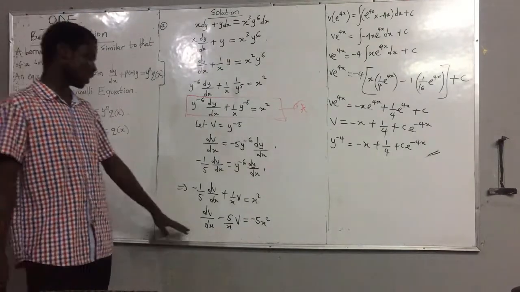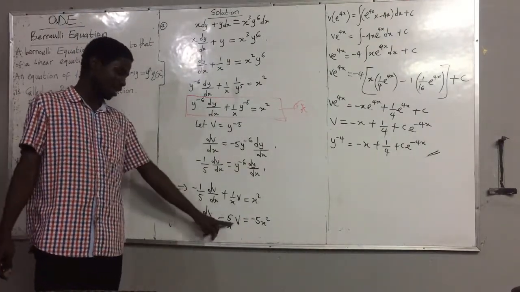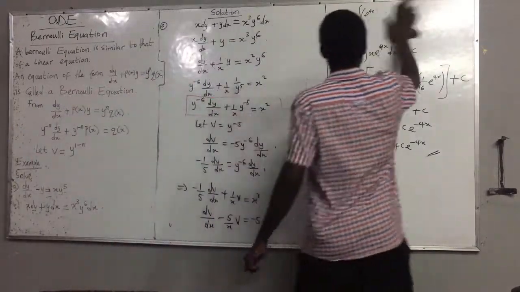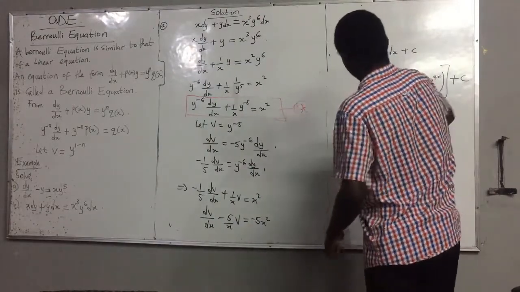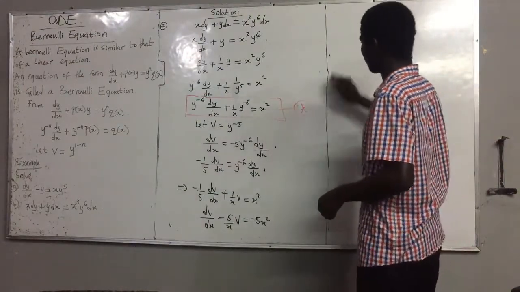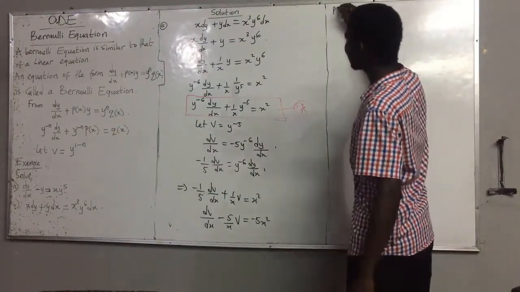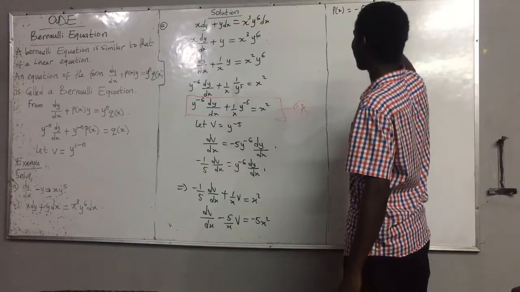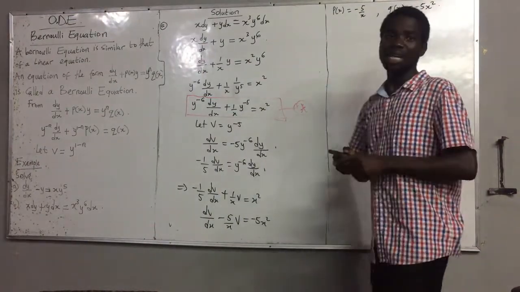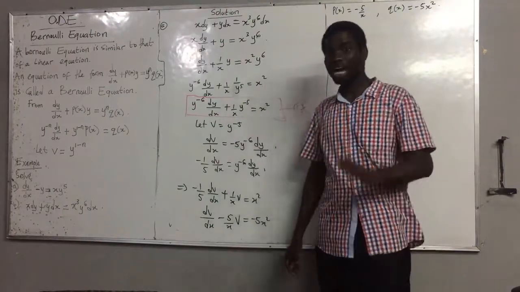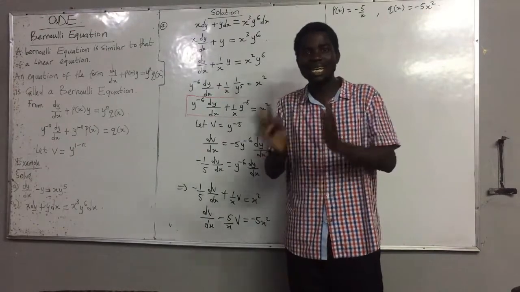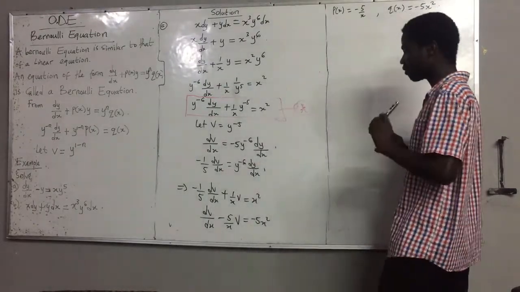So now this is now a linear equation. In fact, your p of s is minus 5 over s. Your q of s is minus 5s squared. So now let's finish this. What do you have? Your p of s is minus 5 over s. Your q of s is minus 5s squared. After I'm done with this example, if you don't understand very well, rewind the video and check it again. Do you understand? So now what do I have?